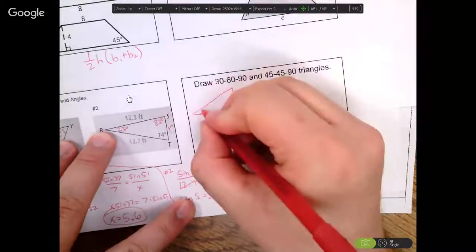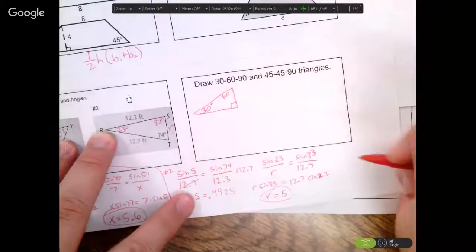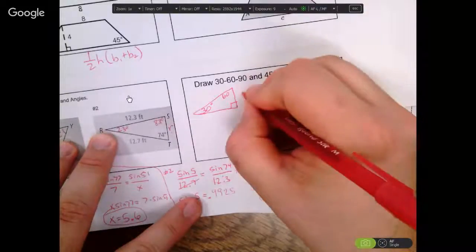I kind of hope that you know it. That's a 30, 60, 90. I drew it the opposite way. Okay, it's fine. So this here would be X.